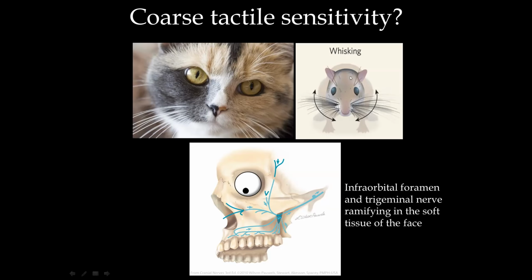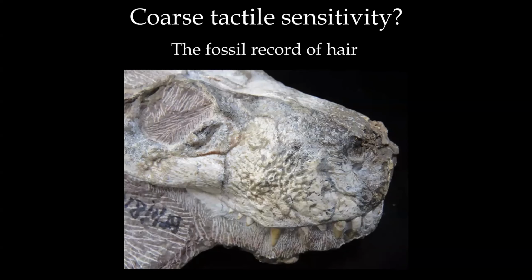This tactile sensitivity is transferred to the brain through the trigeminal nerve that goes through the infraorbital foramen. So it is usually accepted that the infraorbital foramen is the osseous correlate to the presence of whiskers. That can be debated, of course, but as I say, I'm giving you a simplified version of the story.